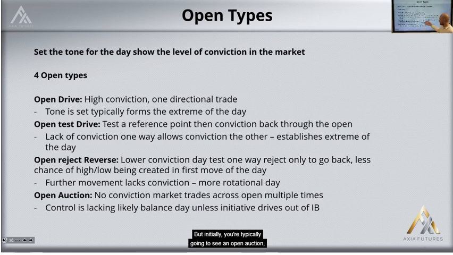But initially, you're typically going to see an open auction whereby the market will open, it will trade above and below the open multiple times within the first hour. This tells you that people don't know what they want to do. That the market is basically bouncing between a larger time frame seller and a larger time frame buyer, and people are happy to bounce it between the two, neither of which show initiative to push the other one out of the way or to drive the market one direction or another. Everybody from the beginning of the day is happy in terms of where the market is, and as such, people are unlikely to change perspective as the day goes on.